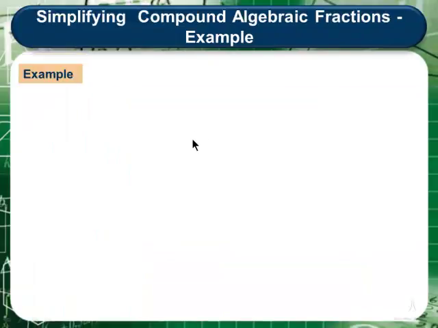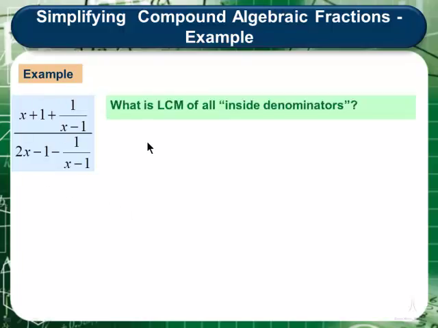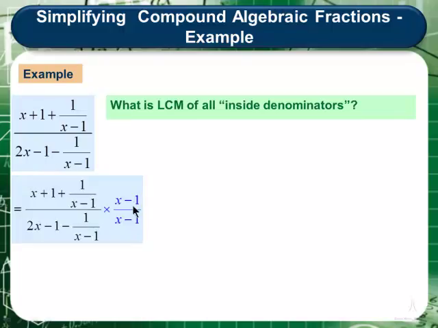In the third and final example of simplification of compound algebraic fractions, we consider this particular problem. How do we simplify this compound algebraic fraction? Well, the question again, what is the lowest common multiple of all the inside denominators? Let's identify the inside denominators. In this case, it will be x minus 1. And then for the rest, above and below, it will just be plus 1. So the LCM in this case is clearly x minus 1.